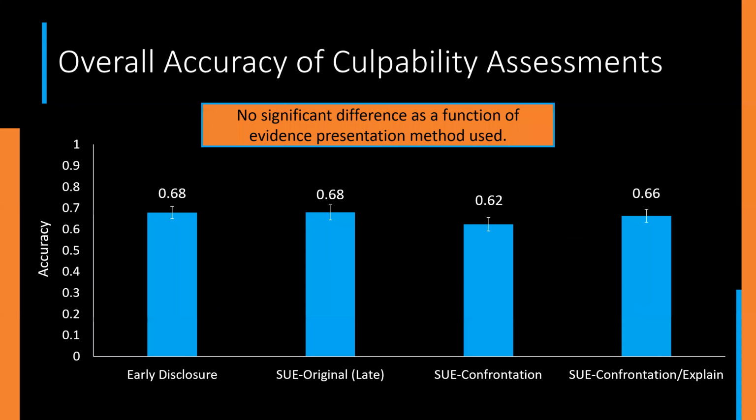So what did we find? We did not find what we expected. As a reminder, we expected the implementation of any of the SUE questioning strategies to increase the observer's ability to accurately identify whether the interviewee was innocent or guilty, as compared to the use of early evidence disclosure. And we did not find that. There was no significant difference in accuracy of culpability assessments as a function of evidence presentation method used.